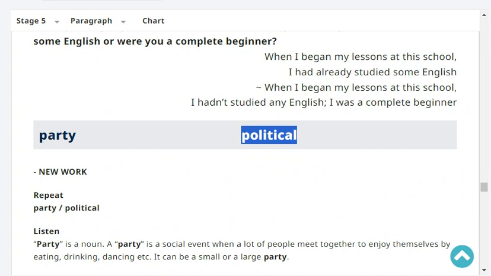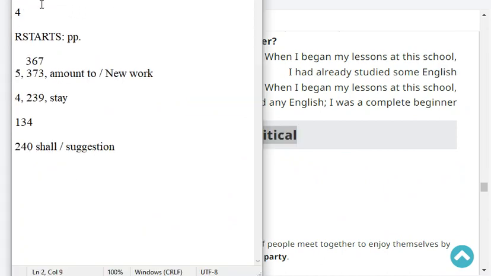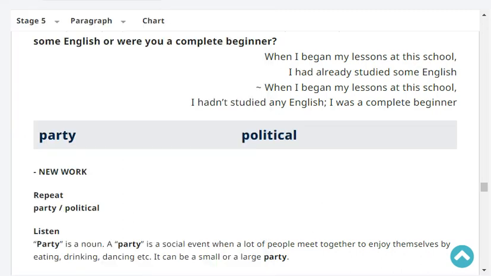Okay, so now let's move on to reading. So our reading is at stage 4, page 239. Last headword was stay. Okay, please start at page 240. Headword shall, suggestion.